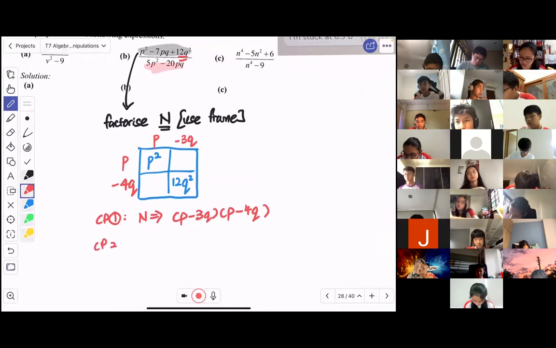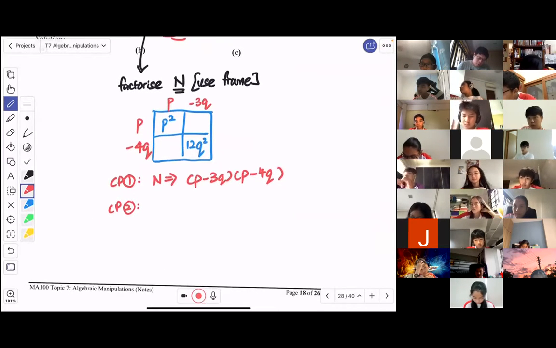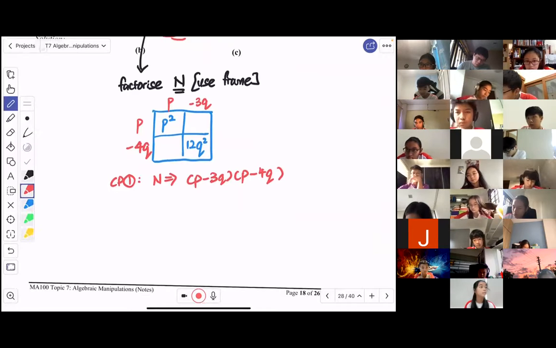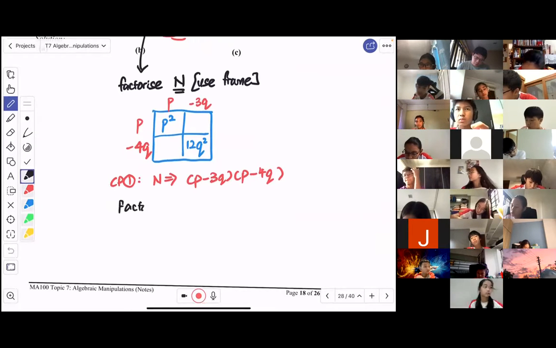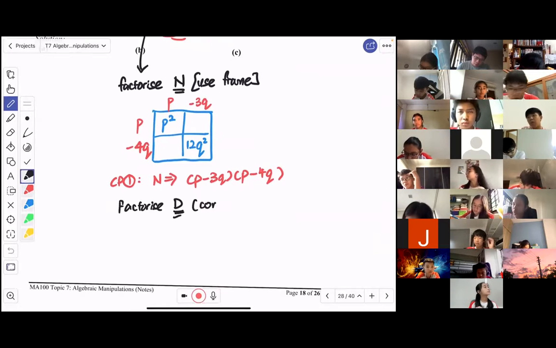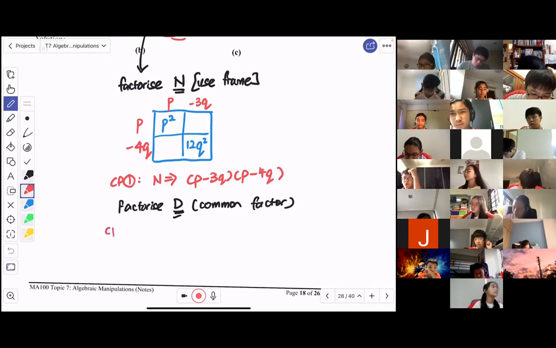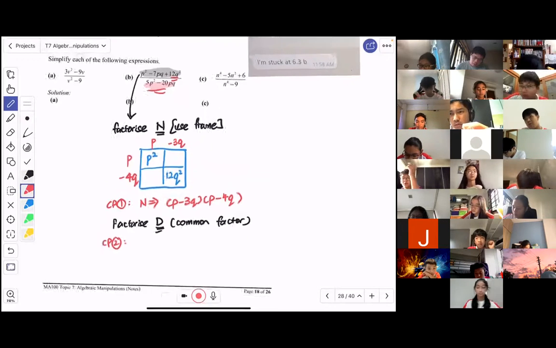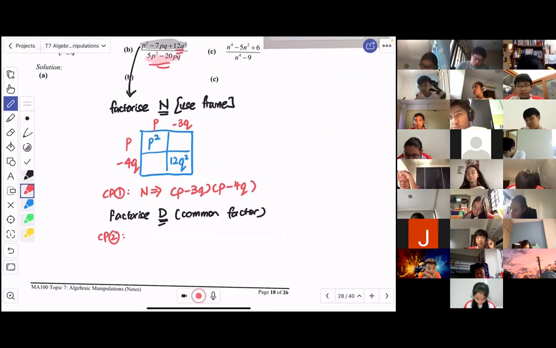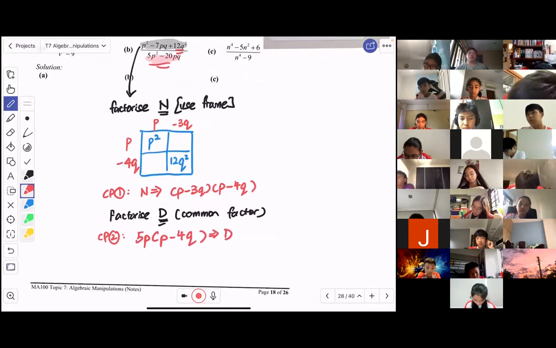Checkpoint 2. For the student who asked this, factorize your denominator. Same thing, factorize your denominator and just use common factor. For checkpoint 2, try to obtain that your answer for the denominator should look something like 5p bracket p minus 4q. Because I'm switching screens quite fast, don't take a photo if I'm too fast.